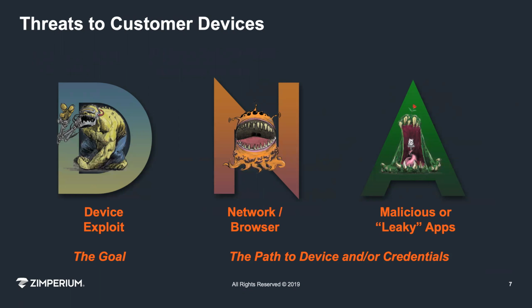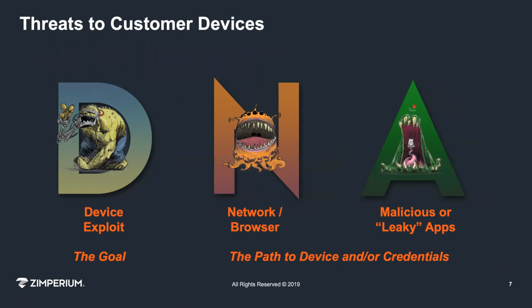The definition of hacking, guys, is disabling the security of something. So when the device gets hacked at the device exploit level, no security is in place anymore. Now, there are two other facets, right? D, N, and A. It's device, network, and apps. The network and browser aspect of attack is essentially the path to the device, or the way to steal credentials from a device by reading the network.